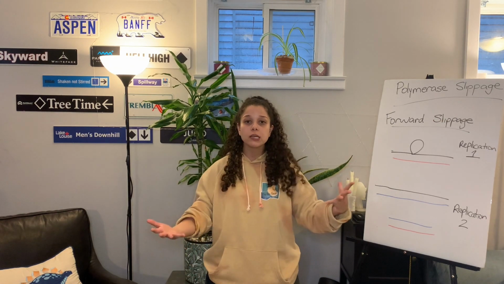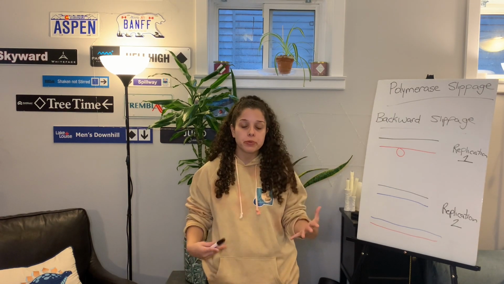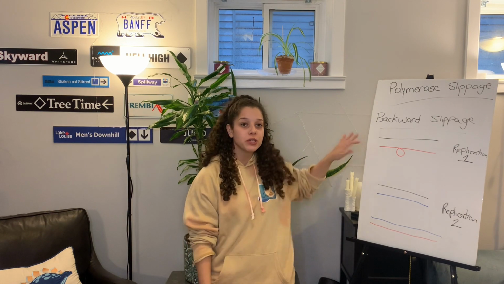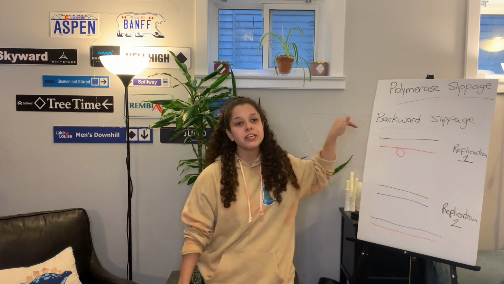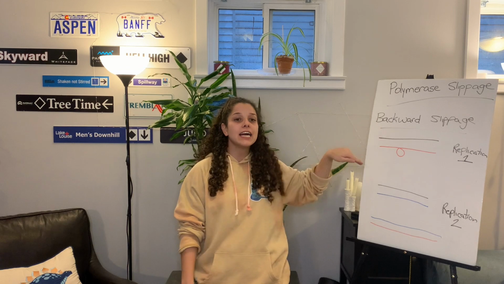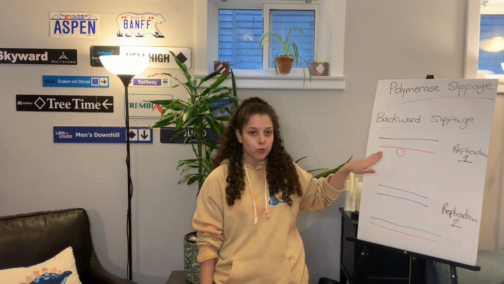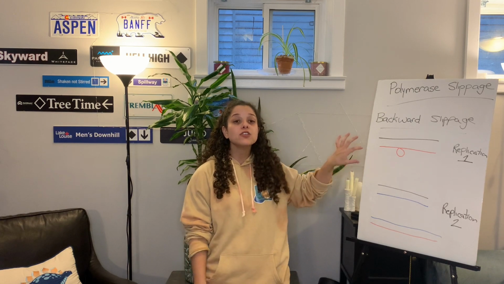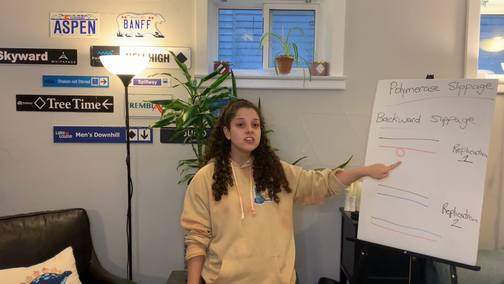All right, so that was forward slippage. Let's get into backward slippage. All right, so now we've got our backward slippage. Backward slippage is slippage of the newly synthesized strand. So here we can see we have our template strand in black, and we have our newly synthesized strand in red. This newly synthesized strand is going to slip, and it is going to cause the polymerase to think that it didn't copy this part of the DNA that's in the loop. So it's going to recopy it again.